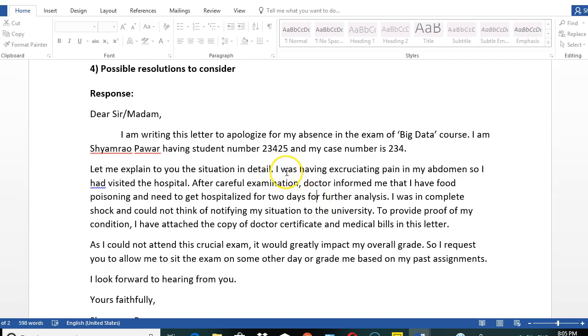You can say, on this and that date, I started having excruciating pain in my abdomen, so I had to go to the emergency room and had to be checked into the hospital. After careful examination, the doctor, an article is needed, informed me that I have food poisoning and need to be hospitalized. If you're writing a formal letter, please forget about the verb get once and for all.